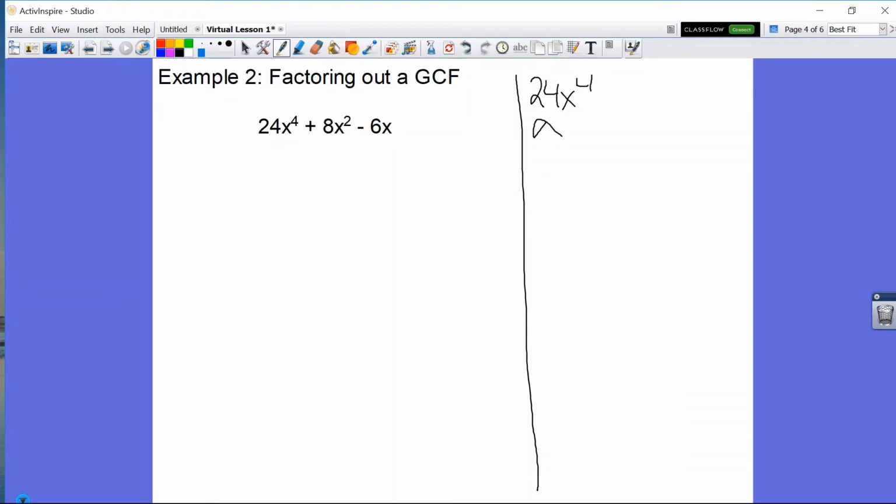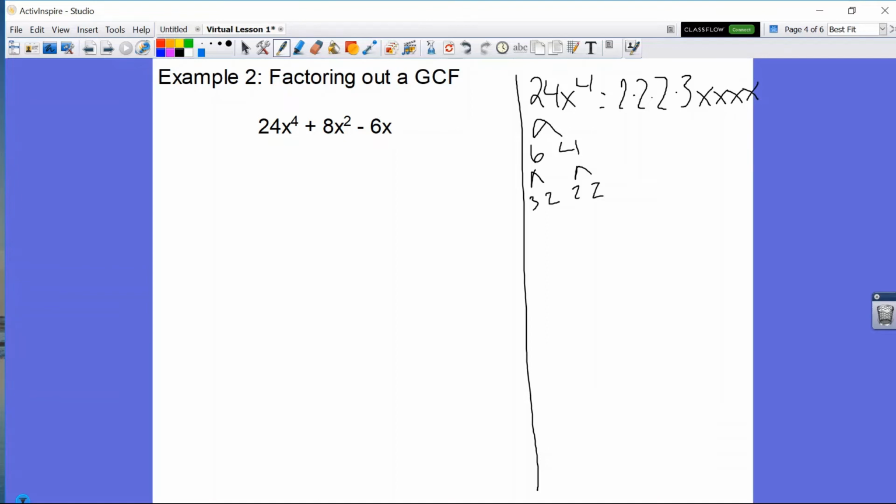24 I can break apart. You can do it in many ways. I'm just going to choose to do 6 and 4. And then we can do 3 and 2 and 2 and 2. So this is going to be equal to 2 times 2 times 2 times 3. 1, 2, 3, yep. And then there are 4 x's, so times x times x times x.